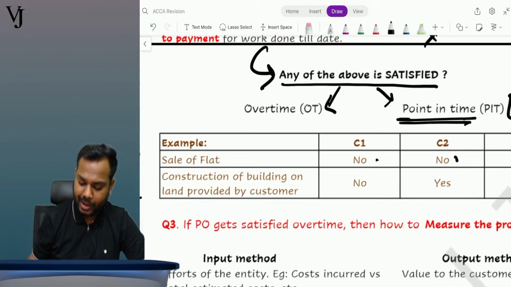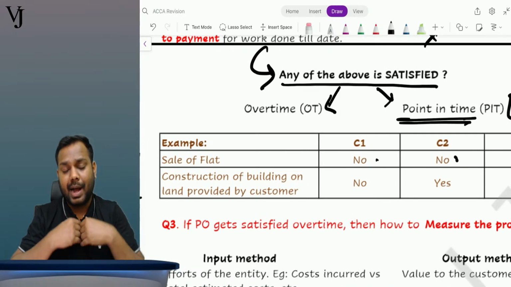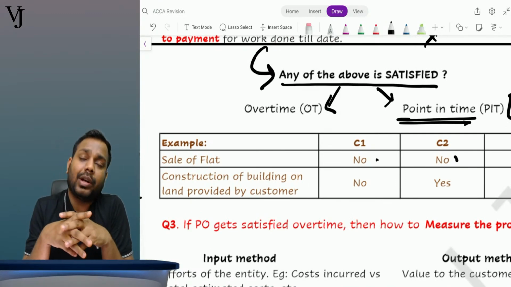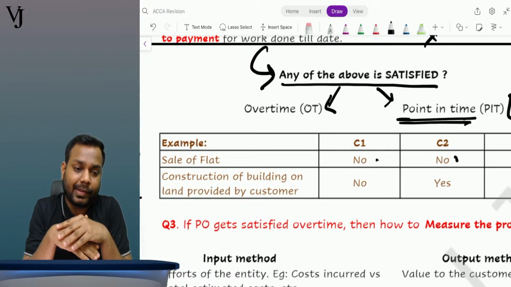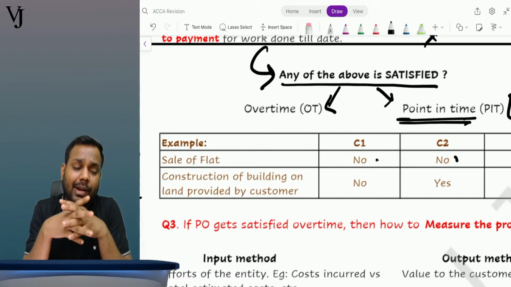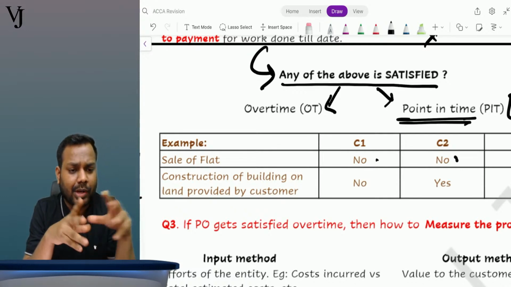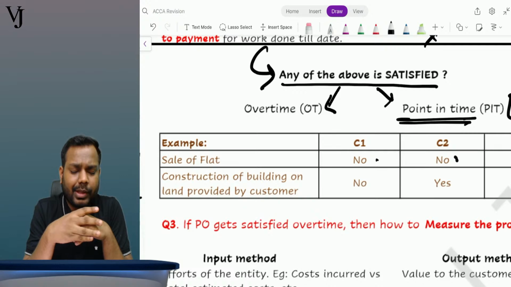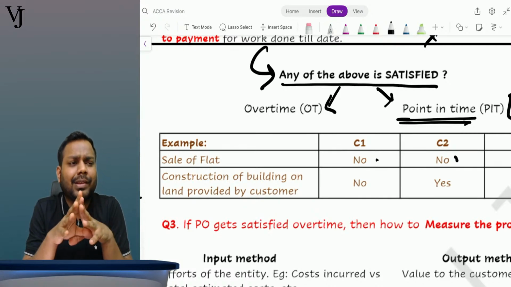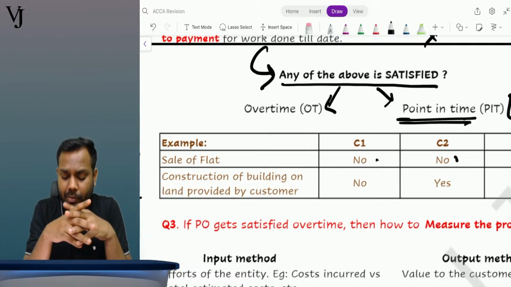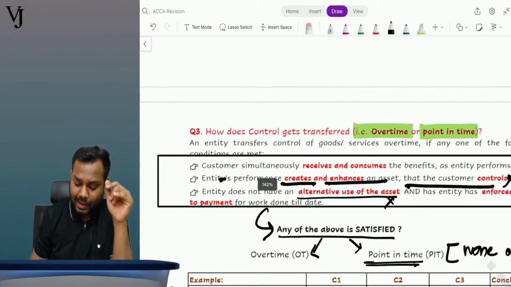Now, construction of building. I had a land on which I want to construct a duplex. So I thought of appointing DLF to construct a duplex on that land. Now, a duplex constructed, a portion of it. Now, let us analyze these three conditions.